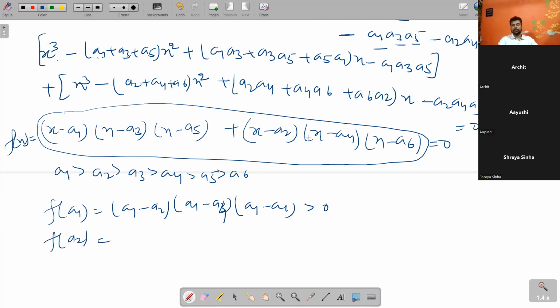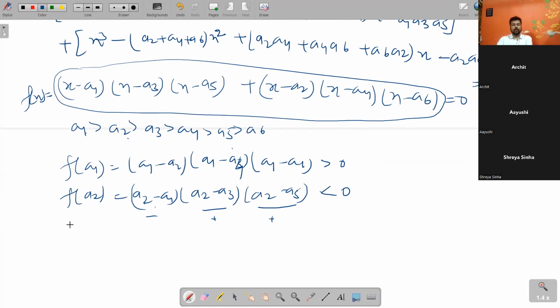And then f of A2. Again, this will be 0 in this case, A2 minus A2. So we have (A2 minus A1), (A2 minus A3), and (A2 minus A4). You can see that A2 is bigger than A3, so this is positive. A2 is bigger than A5, so this is also positive. But A2 is smaller than A1, so this is negative. So negative, positive, positive. Finally it will be negative.